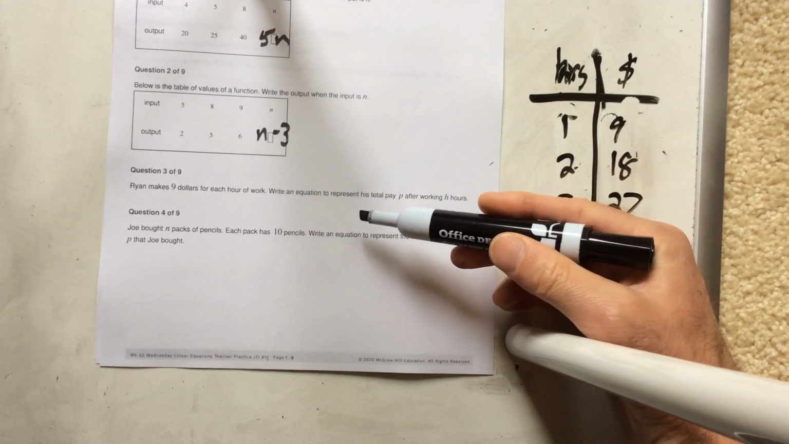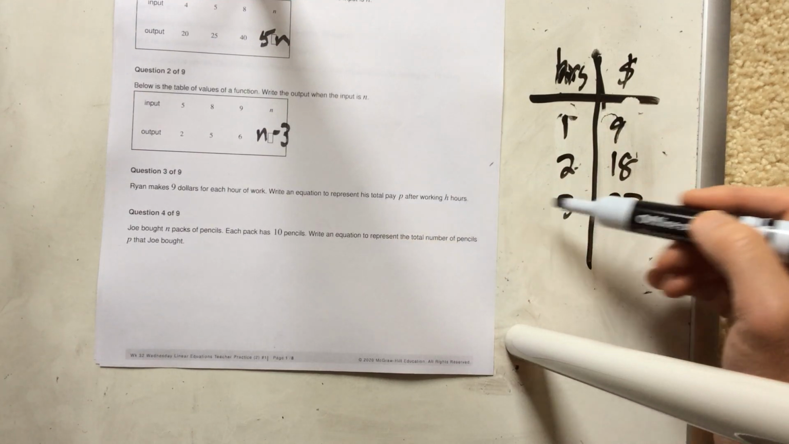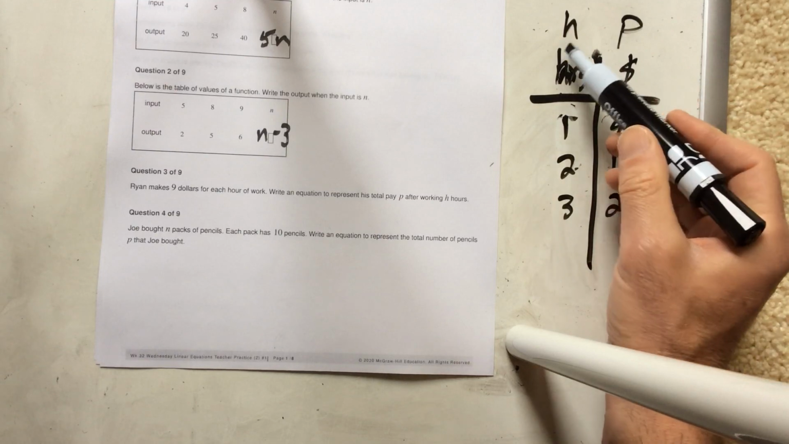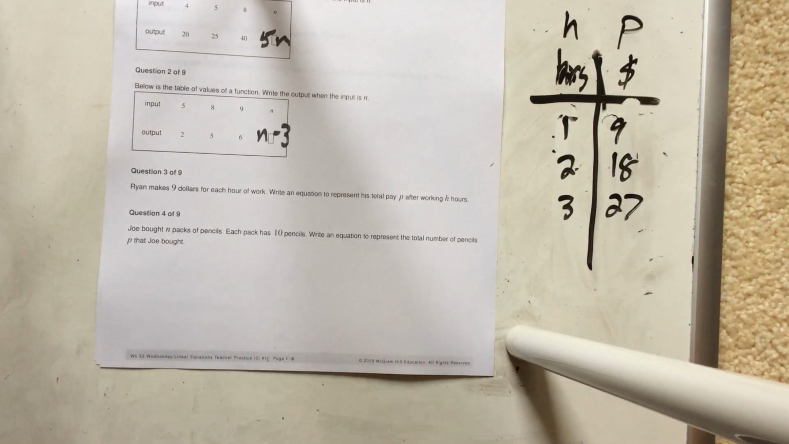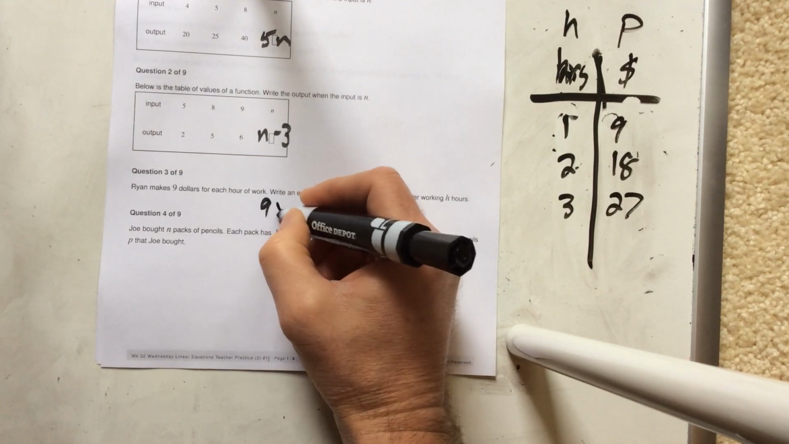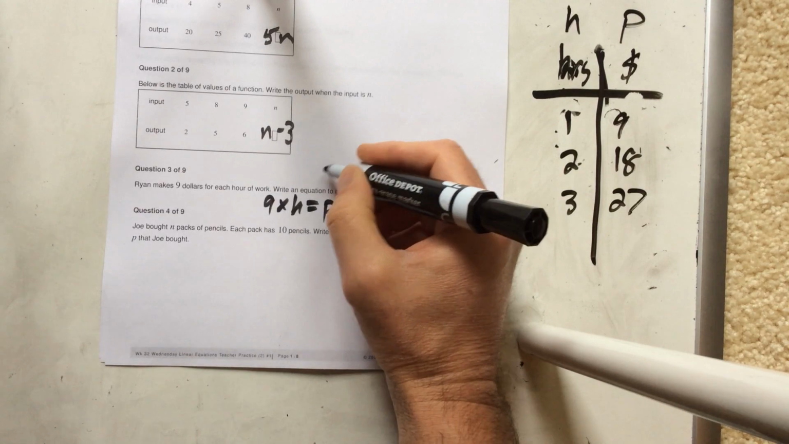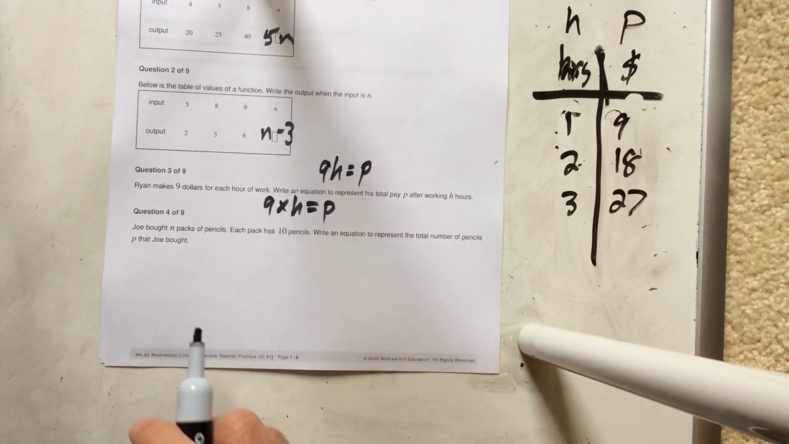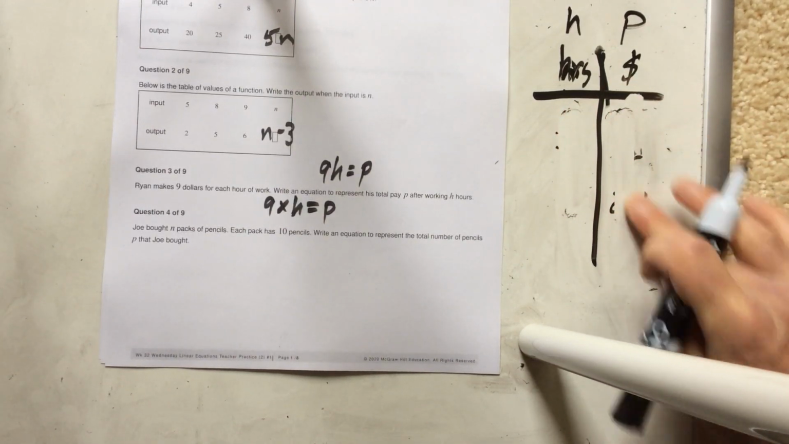Okay, so we're going to write an equation to represent his total pay, P, after h hours. So we said this side was h hours and this side's P. So to get from h to P, we're multiplying by 9. So 9 times h equals P. Or better yet, 9h equals P. And we use our t-chart to solve that. Okay? Let's do another example of that.